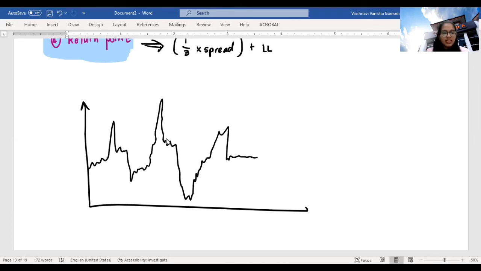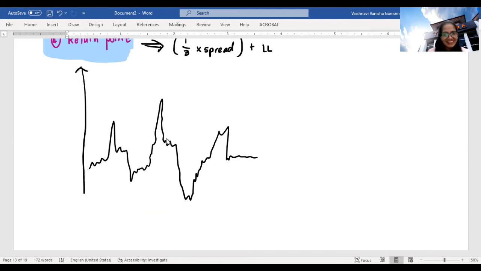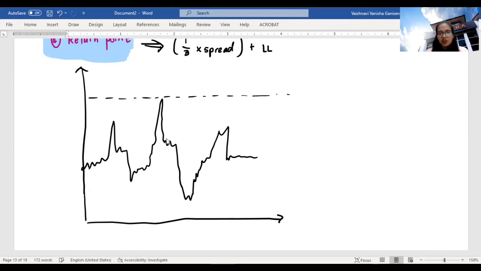Okay, so let's say this is your upper limit. Oh my god, my upper limit is higher than my axis. It's not supposed to happen. Okay, I'm just going to redraw my axis. So this is the highest amount of cash, which is your upper limit. This is the lowest amount of cash, which is your lower limit. And I'm just going to draw a random line here, assuming this is my return point.